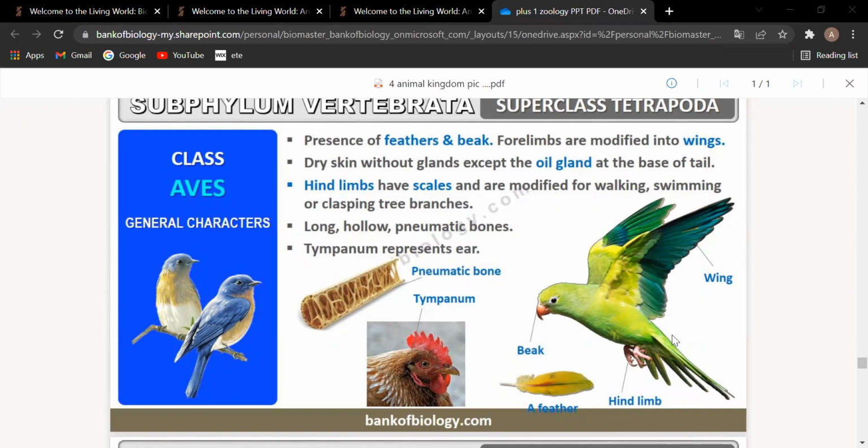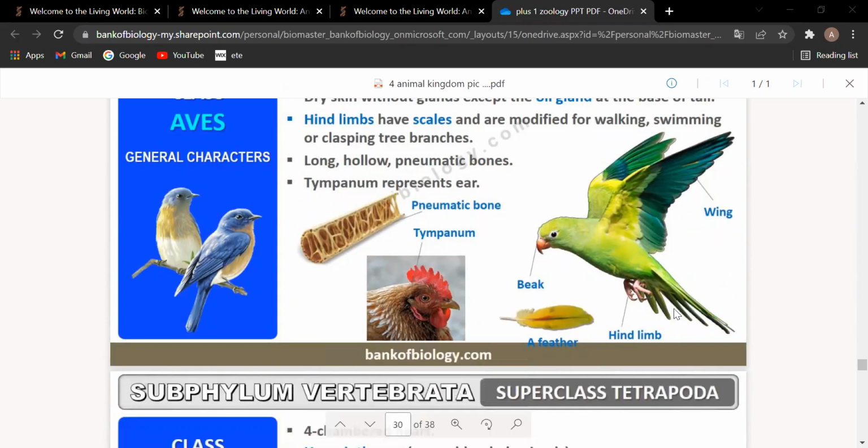Okay. Aves: presence of feathers and beak, forelimbs are modified into wings. You know this. Birds, everyone has seen them. Dry skin without glands, except the presence of oil gland, which is present at the base of the tail. Hind limbs have scales and are modified for walking, swimming, or clasping tree branches. Long, hollow pneumatic bones. Tympanum represents ear. So even the birds are going to have tympanum. Look at these pneumatic bones. What does pneumatic mean? Hollow bones. Okay. You can see the beak. You can see the tympanum. Hind limbs. This is the feather.